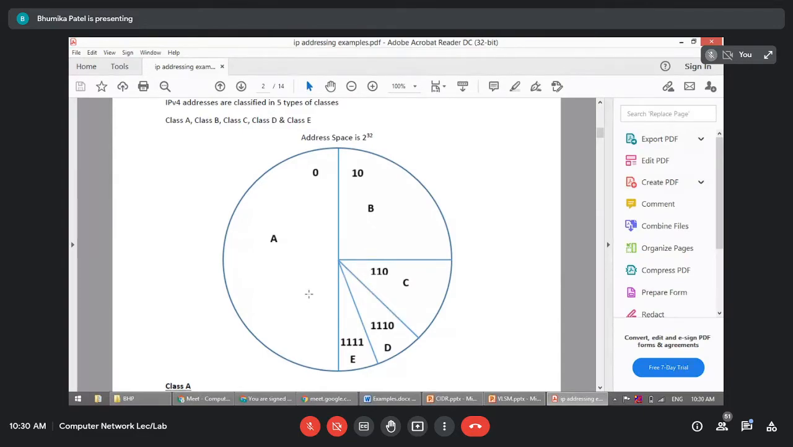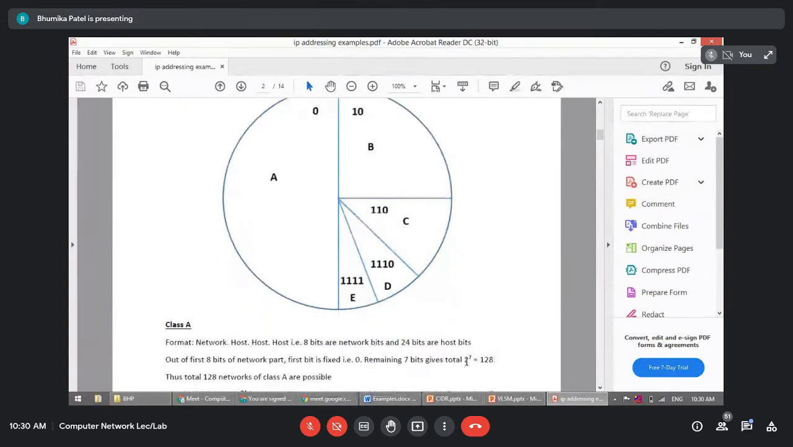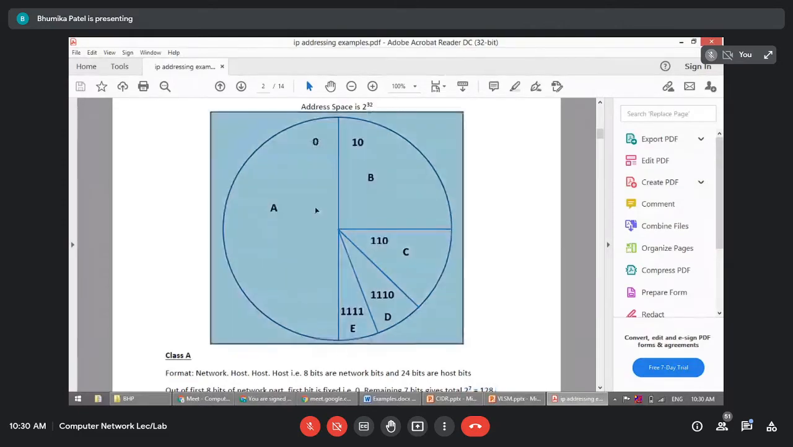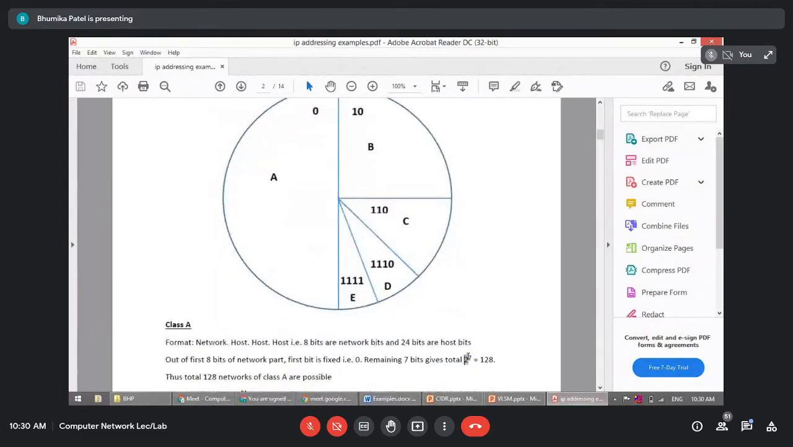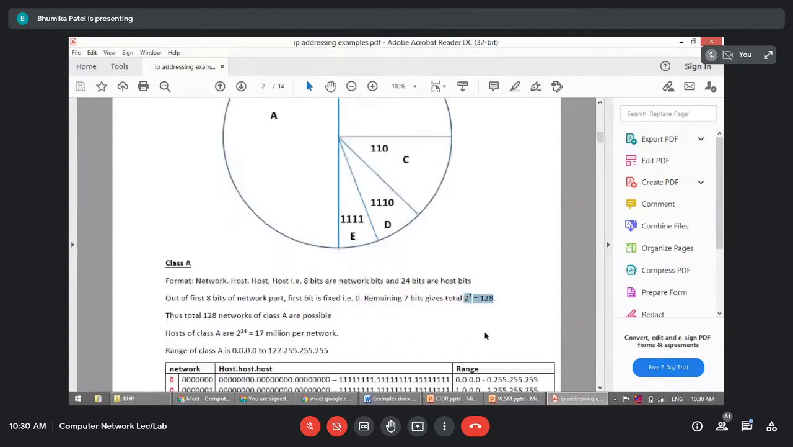Now, again, if I divide this class A into small networks, how many networks are there in class A? 128, right? Because we have already chosen the first bit 0, the remaining 7 bits will be there. So 2 raised to 7, that is 128 networks are possible in class A, and in each network we are going to have 2 raised to 24 IP addresses. That is 17 million IP addresses.